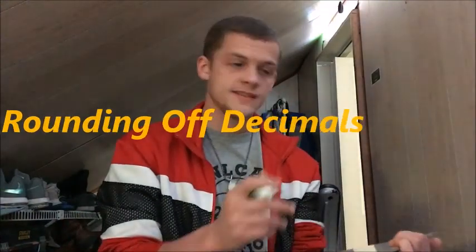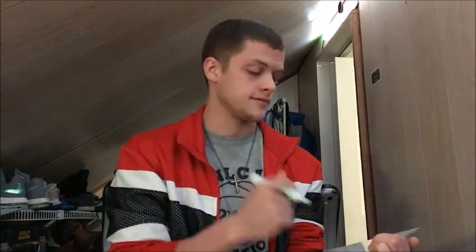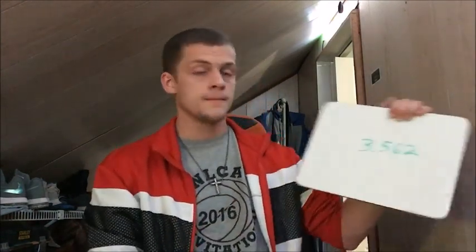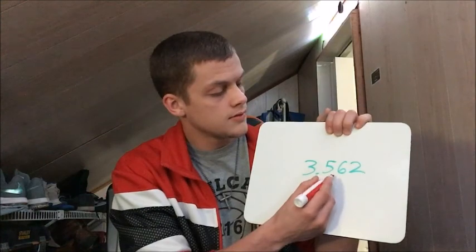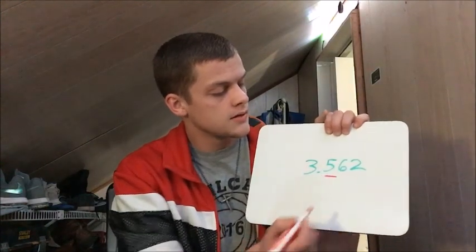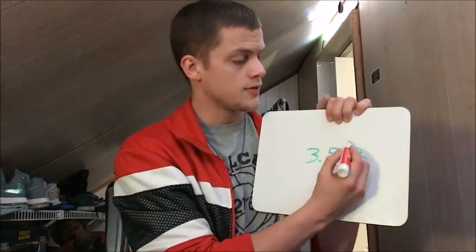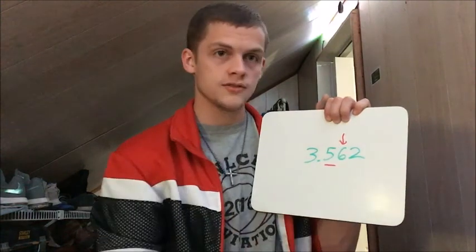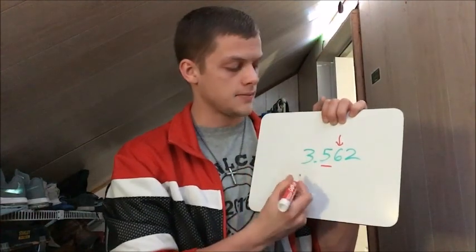Alright, so what about if you're rounding off decimal places? It's the same concept as a whole number, but just a little bit different. So let's say that we have the number 3.562, and I wanted you to round to the tenths place. We find the tenths place, and then you look for your determining digit, which is found the same way as in a whole number: one digit to the right. Is it 5 or greater? Yes, so we're going to round this number up.